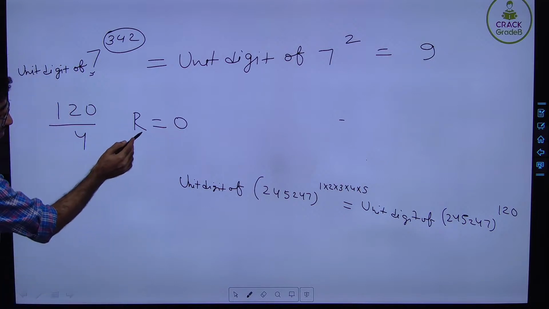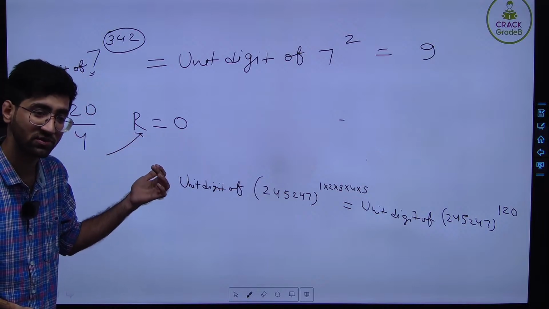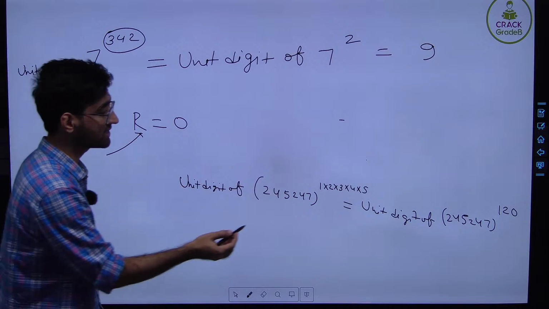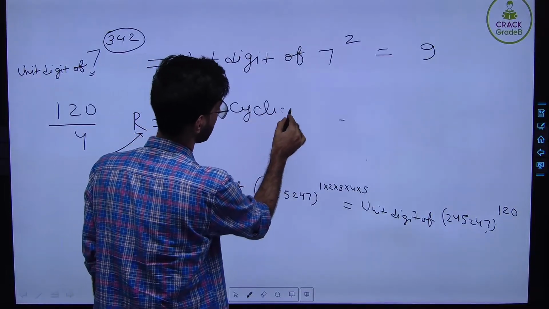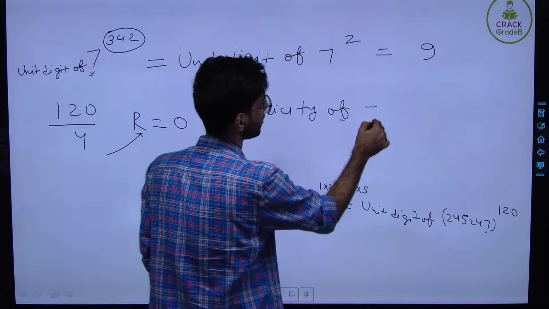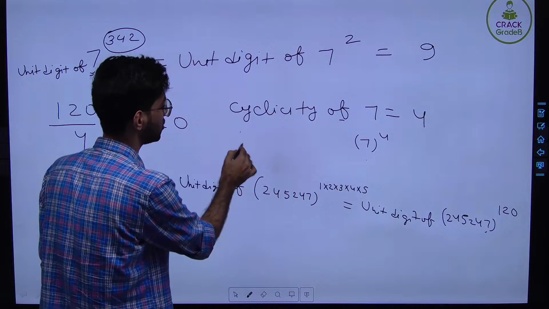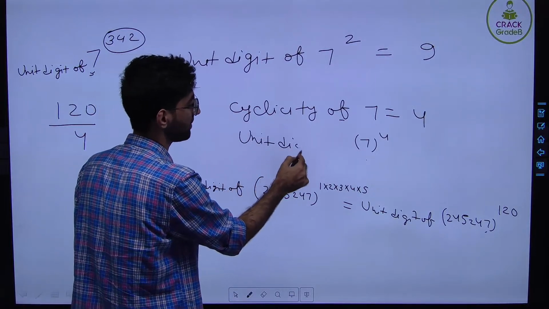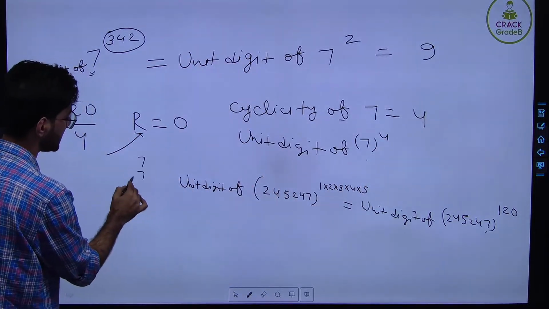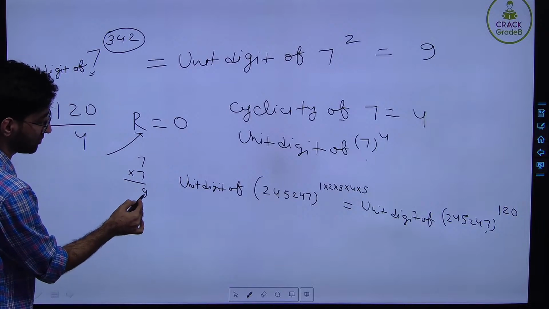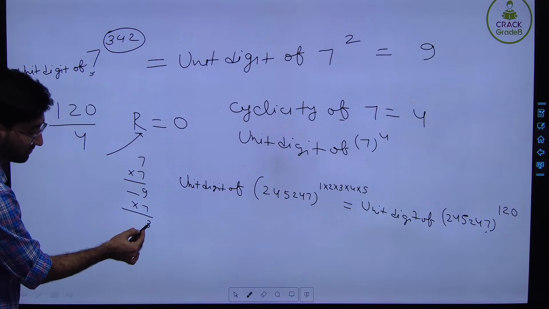We have already solved so many questions related to this concept: when the remainder is 0, we just recall the cyclicity of 7. The cyclicity of 7 is 4, which means the unit digit of 7 to the power 4. You don't need to find the exact value of 7 to the power 4. 7 into 7 will be 49. Obviously, at the unit place 9 will be there, then into 7, then 3 will come here, right?